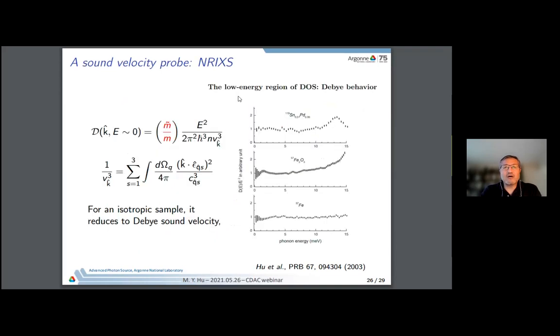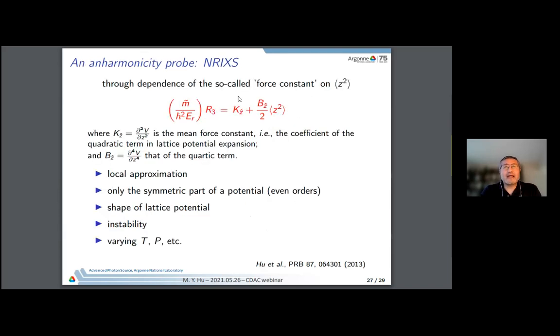Okay, so that's about using it as a velocity probe. And not just velocity, it's actually related to the elastic properties, right? So I think there's a lot of interest there. And then another thing is the harmonicity probe. I'd like to talk a little bit more about that.